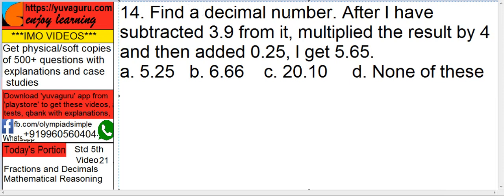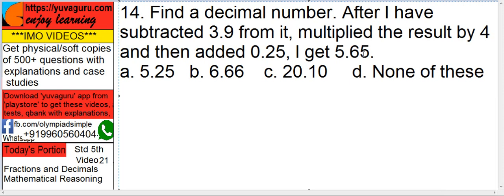Find a decimal number. The conditions given are: after I have subtracted 3.9 from this number, I multiply the result by 4, and then I add 0.25 after this multiplication. What I get is 5.65.